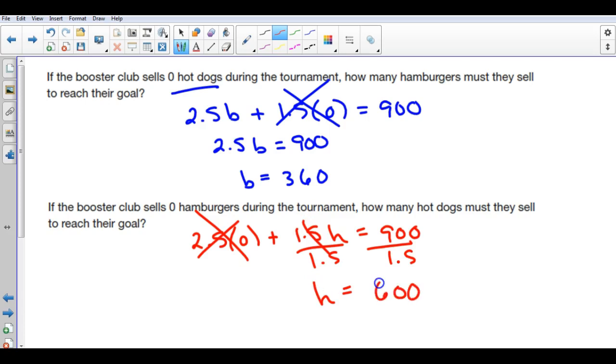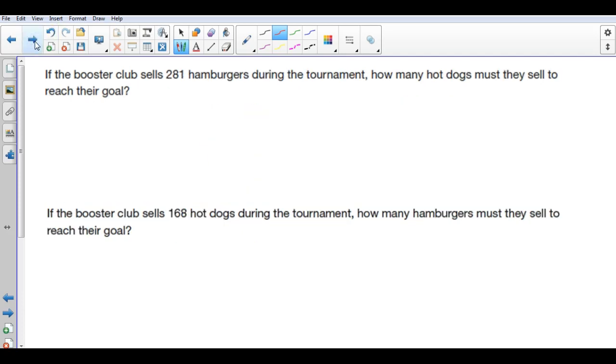So notice from the beginning of this problem, since hot dogs were cheaper, I said that they would need to sell more of them. So notice they'll need to sell 600 hot dogs to reach their goal, versus if they sold 360 hamburgers, they would reach their goal. And now we get into these ones. So we're going to sell some really different types of numbers here. We're going to probably end up with some decimals and need to do some rounding.